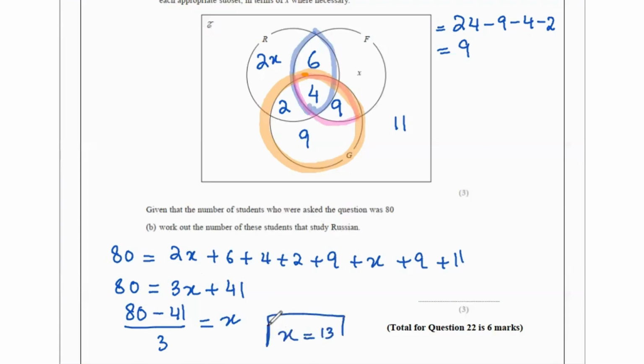We have to find the number of students that study Russian. Now it says study Russian, which means all of the students who study Russian. So that's going to be 2 times 13 plus 6 plus 4 plus 2. So 2 times 13 is 26 plus 6 plus 4 plus 2, and that is 38. 38 students study Russian. That is your answer.